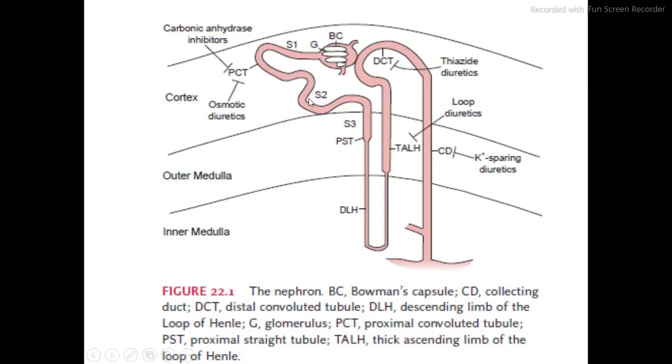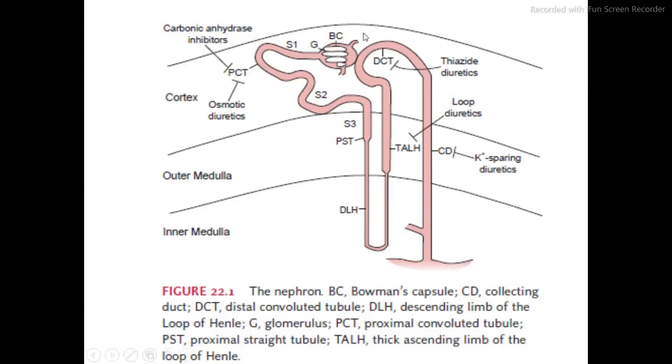So here the absorption of some ions takes place. How much absorption of the ions takes place? That is 50 to 60% of the sodium, glucose, phosphate, amino acid and bicarbonate reabsorption takes place in this site. Whatever I have mentioned, the glomerular filtrate contains specifically the sodium and the chloride ion, but it does not contain only sodium and chloride, it also contains various other small concentrations of ions.